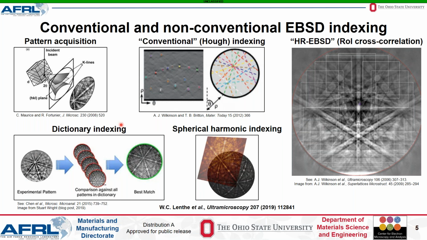Dictionary indexing is an interesting method based on a pixel-to-pixel comparison of each experimental pattern with a dictionary of dynamically simulated patterns, sampled uniformly across the space of all possible orientations. The orientation of the simulated pattern that best matches the experimental pattern is taken as the indexed orientation.